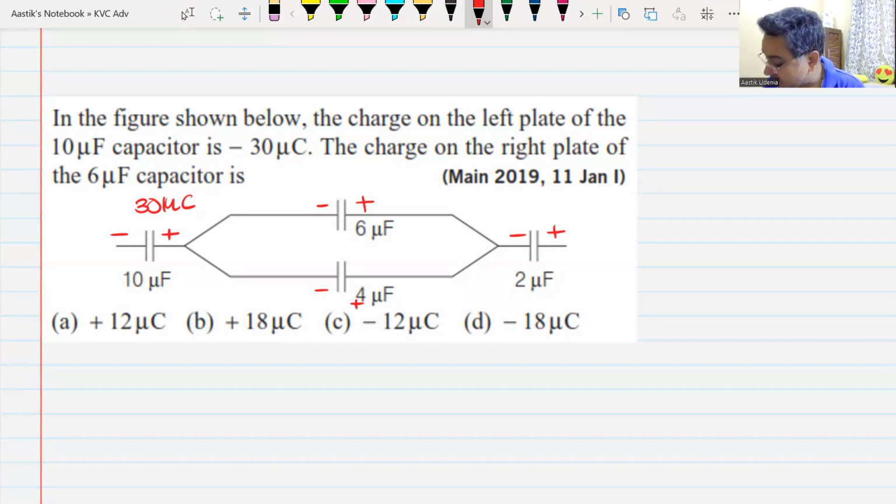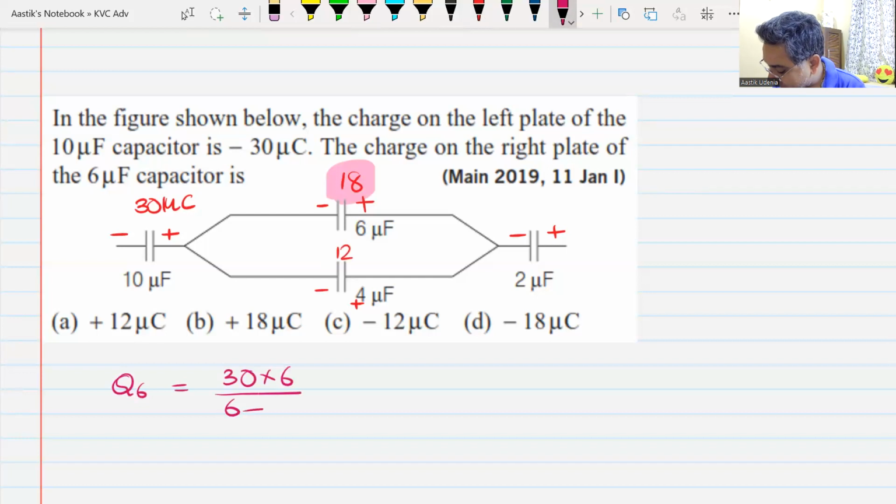So the charge on this one would be 18 microcoulomb and the charge on this one will be 12 microcoulomb. How did I get this 18? The charge on the 6 microfarad capacitor will be 30 into 6 divided by 6 plus 4. So the answer for this one, my dear friend, is plus 18 microcoulomb. I'll give you a minute to note this down.